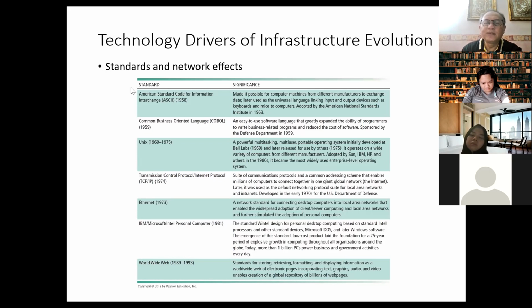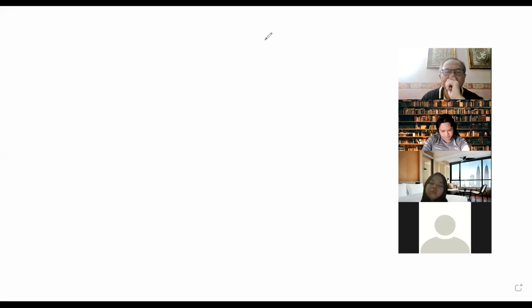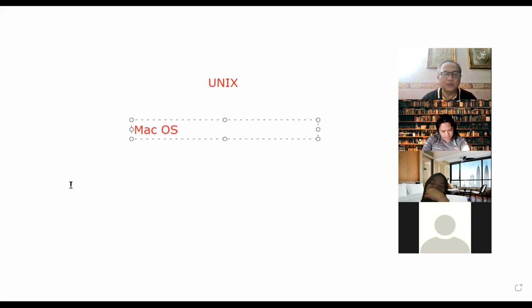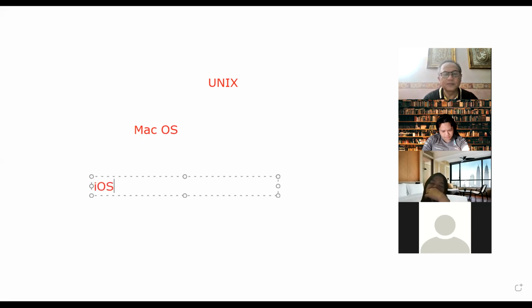To the whiteboard. Okay, so we have Unix. Unix is an operating system. From Unix, we have Mac OS today, and then we have iOS, and from Unix also we have Linux.